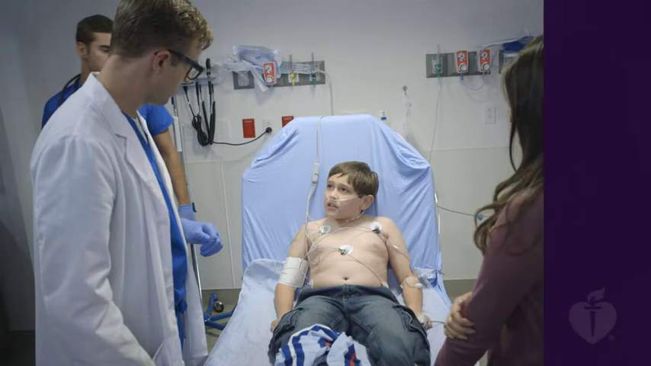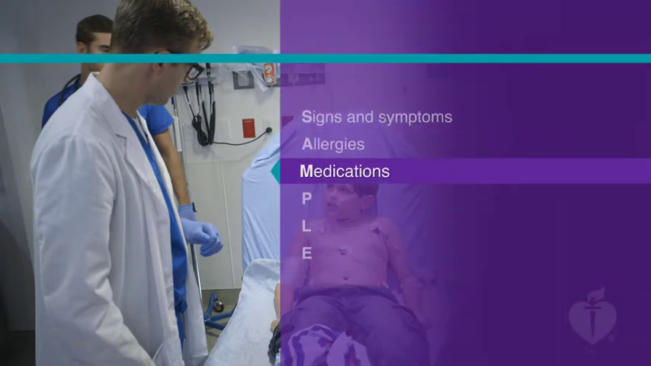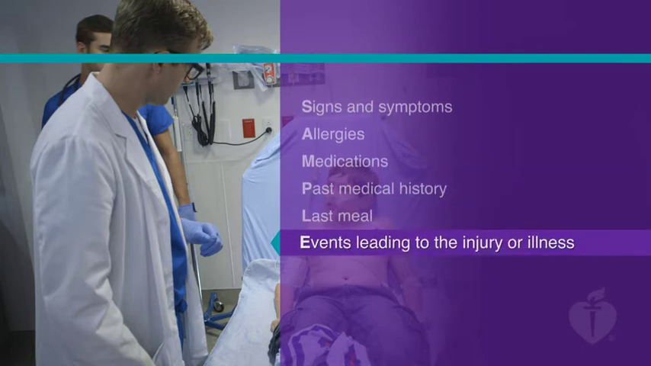The SAMPLE mnemonic provides a memory aid to help recall important medical information necessary to provide the best care for your young patients. These topics include signs and symptoms, allergies, medications, past medical history, last meal, and the events leading to the injury or illness. The SAMPLE mnemonic is really helpful because it helps you gather information about a sick child in a systematic manner.